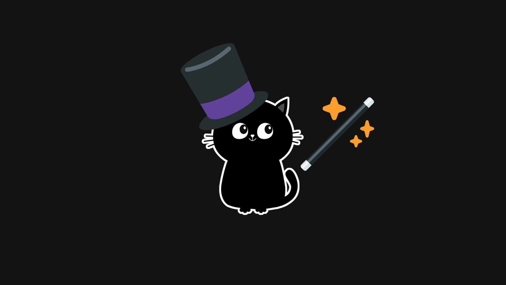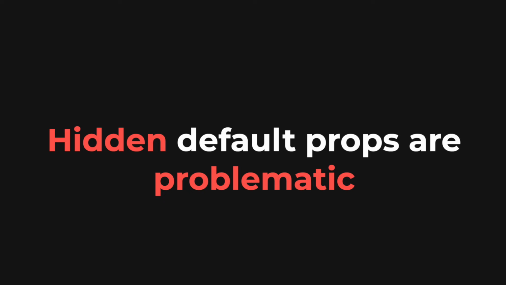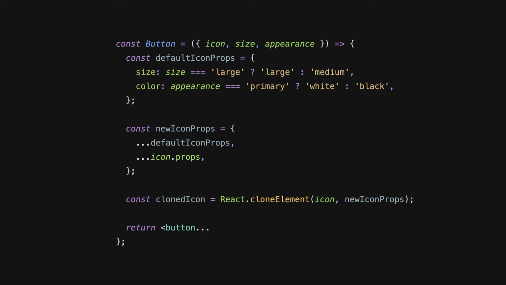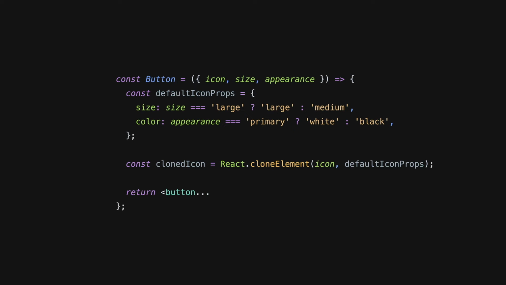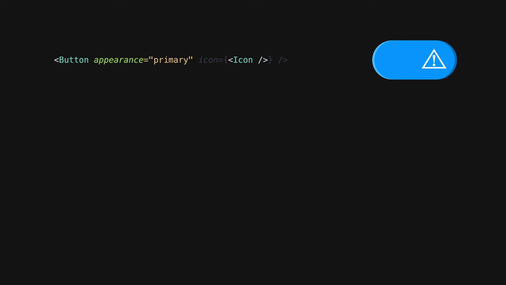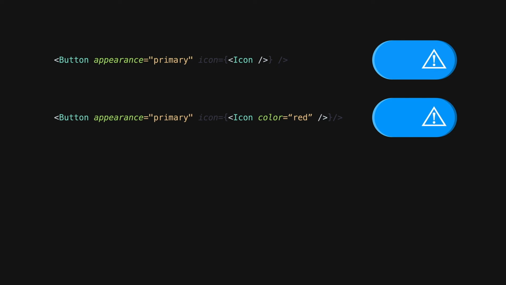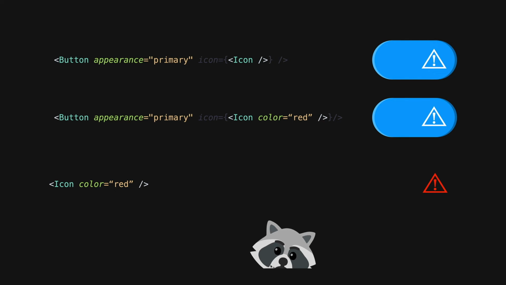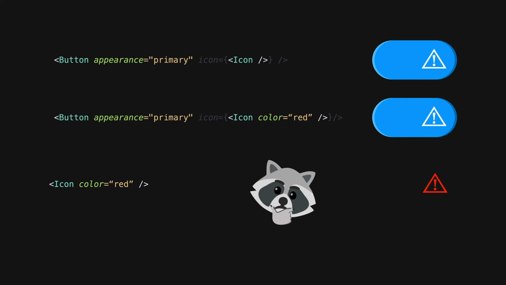Speaking of magic, the fact that those default props are so hidden is a downside by itself. It's super easy to make a mistake and override props for good by accident. That will basically destroy the icon's API. If I pass a different color to it now, it just won't work. Good luck to anyone using your button. They will have some fun times trying to understand why the icon color works when the icon is rendered by itself, but doesn't work when it's inside the button.